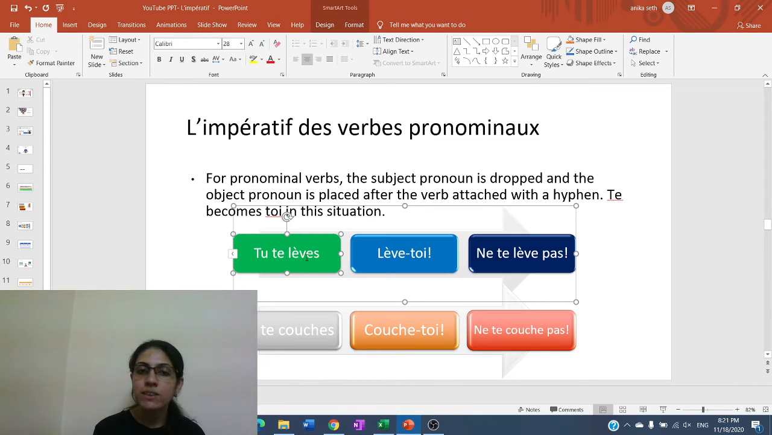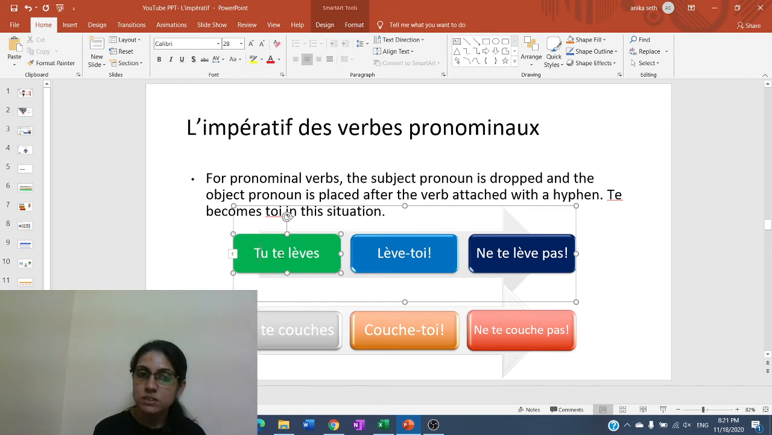First is tu te lève. This is the regular present tense conjugation of the verb se lever. That is tu te lèves. Normal present tense conjugation of the verb se lever. Tu te lèves. Then when we change this to the imperative, this tu is removed.